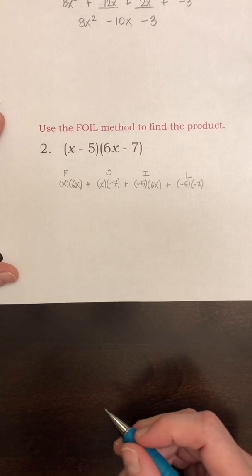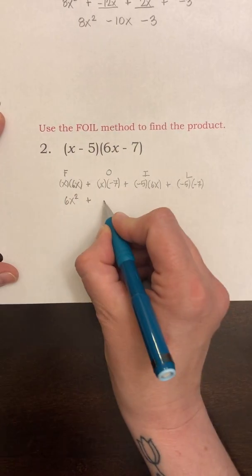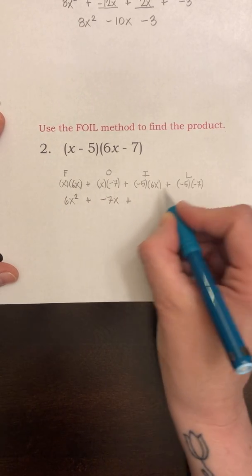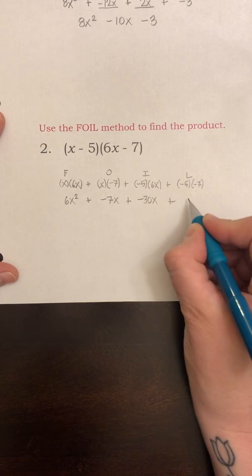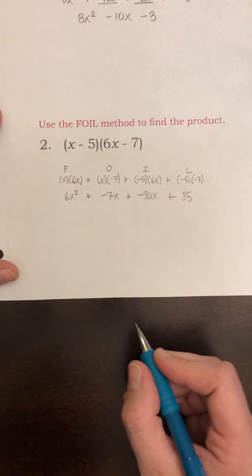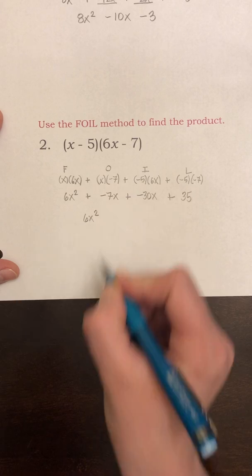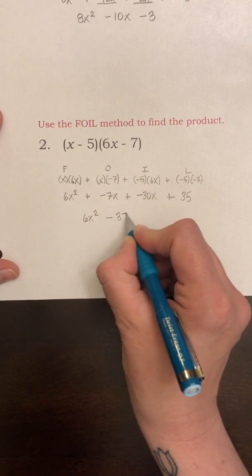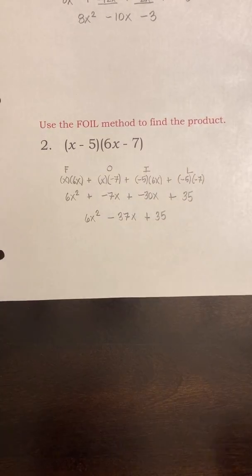So now let's multiply. X times 6x is 6x squared. X times -7 is -7x. -5 times 6x is -30x. And -5 times -7 is a positive 35. So looking at my terms, 6x squared, there's nothing like it. -7x and a -30x combine to give us a -37x. And then the positive 35 at the end is also alone, nothing like it, and so that would be our final answer.